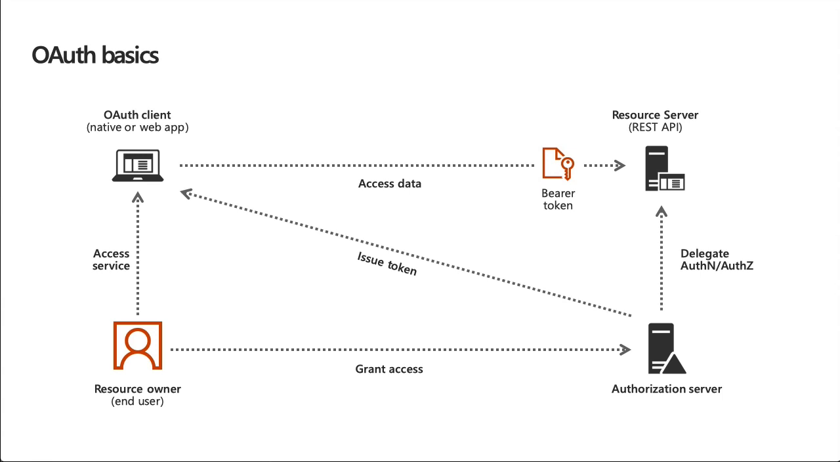So it will then access the data that's being requested and then hand that back to our native OAuth client, our native application. And that's how the whole authentication dance and authentication flow is going to work here. You notice here that both the client and the resource server need to know about the authorization server, which in our case is Azure AD.